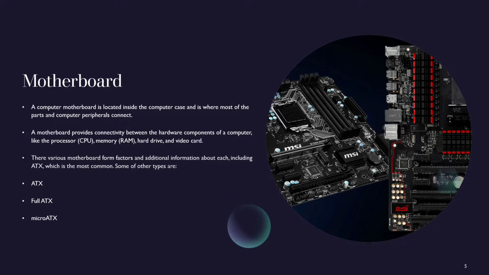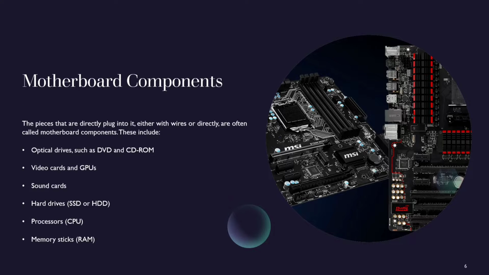Common motherboard parts. Parts of the motherboard include power and data connectors, capacitors, heat sinks, and fans. You may also see screw holes for adding a new part or for anchoring it into a device. The pieces that are plugged into it, either with wires or directly, are often called motherboard components. These include optical drive, such as a DVD or CD-ROM, which you hardly see these days, video card or the GPU, sound cards, hard drive, like the SSD or the HDD, processor, CPU, or the memory stick, basically the RAM.